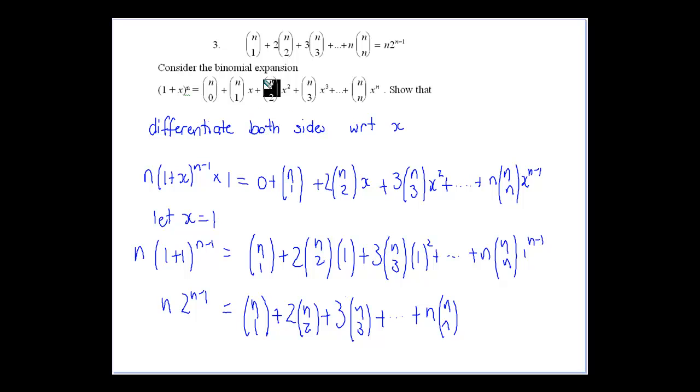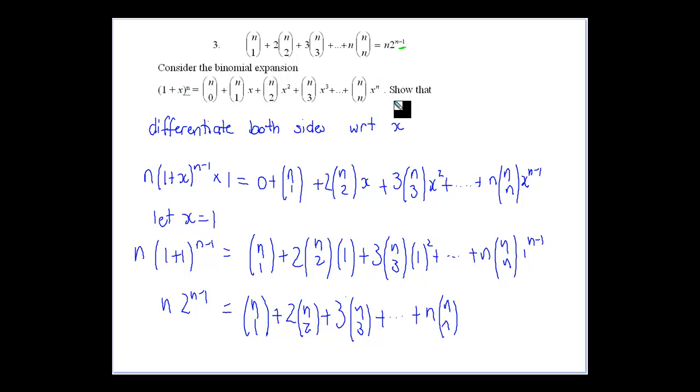Next one's a little bit different again. We want to prove this statement: nC1 + 2 lots of nC2 + 3 lots of nC3, through to n lots of nCn, is equal to n times 2 to the power of n minus 1. Now, when I look at this one, the fact that I'm going to have an n minus 1 is a little bit of a hint for me what I want to do.